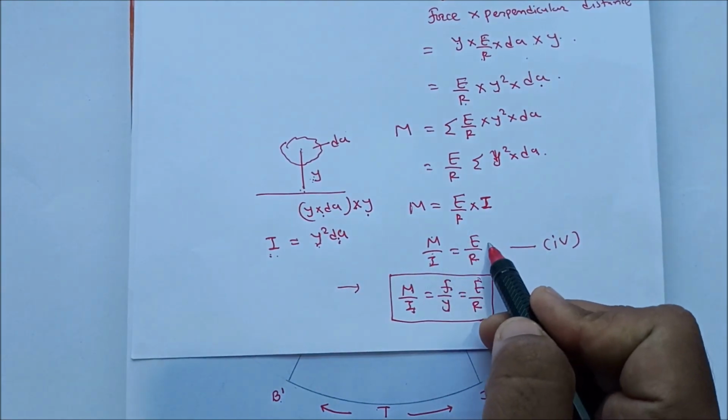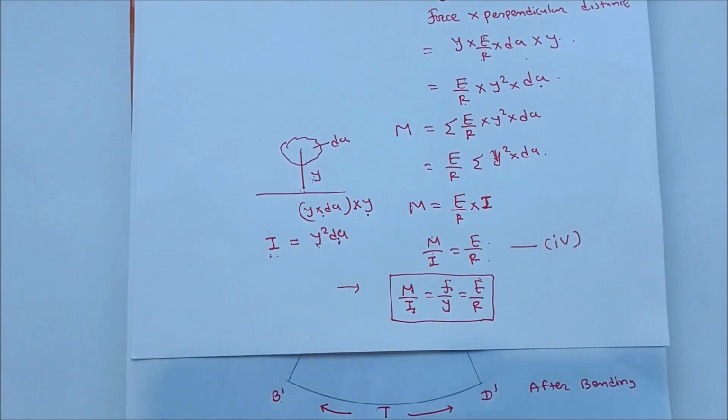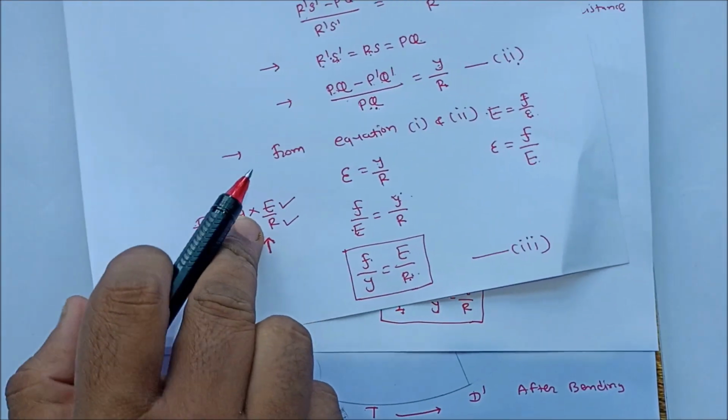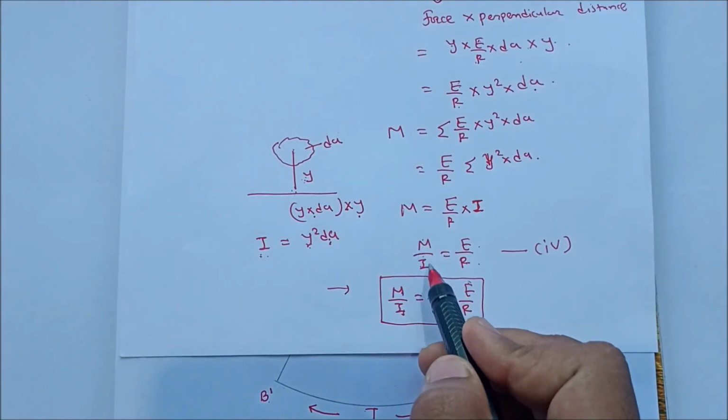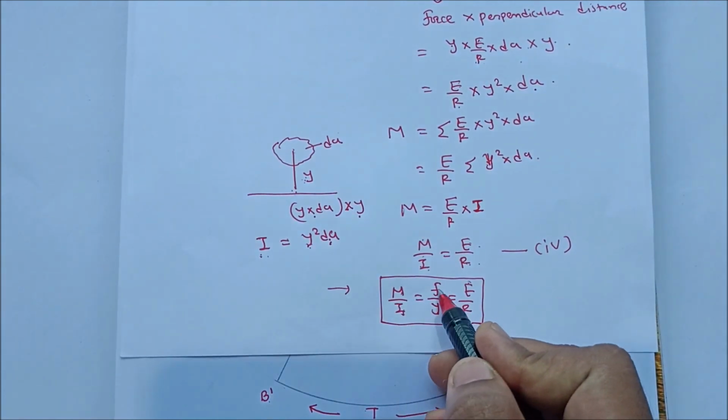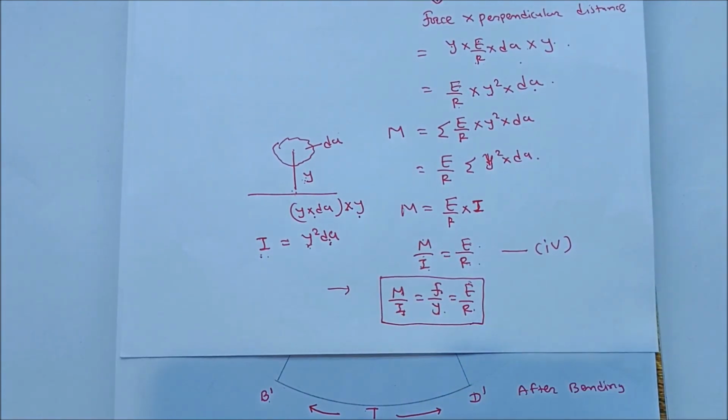So M by I is equal to E by R. From equation number 3 and 4: equation number 3 is F by Y is equal to E by R, and equation number 4 is M by I is equal to E by R. So from equation number 3 and 4, we can write M by I is equal to F by Y is equal to E by R.